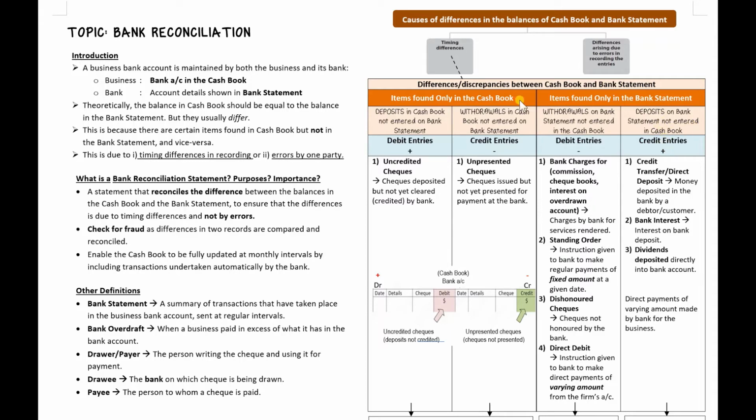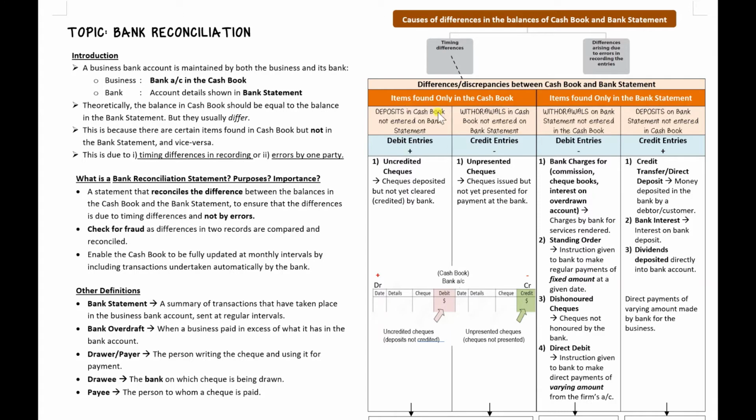The same goes for withdrawals. In our bank account, when we subtract, we put it on the credit side, but the bank puts it on the debit side. This is a very important point to take note of, more on that later. Now, what are the items found only in the cash book, but not yet in the bank statement?